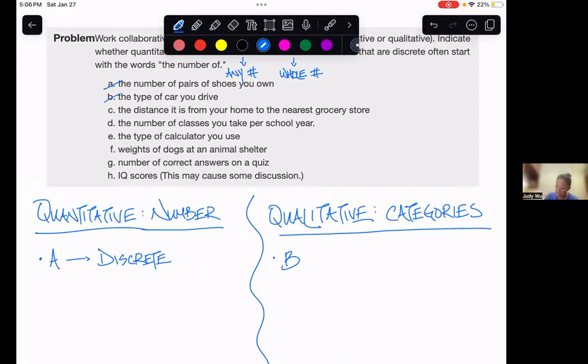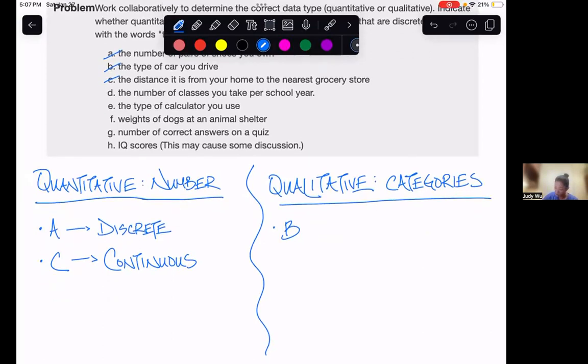Okay, next up, the distance it is from your home to the nearest grocery store. So I know that that distance, whether we're measuring it in miles or kilometers, is a number. However, chances are we don't live like a whole mile away. We probably live like 2.75 or something like that. And so that would be what we categorize as a continuous quantitative number, okay?